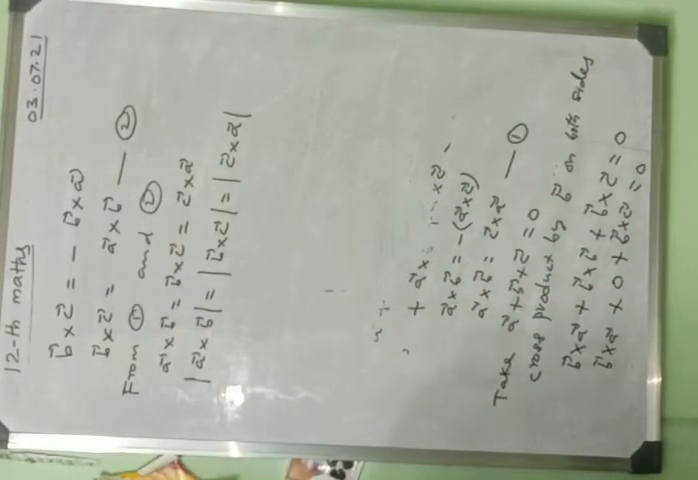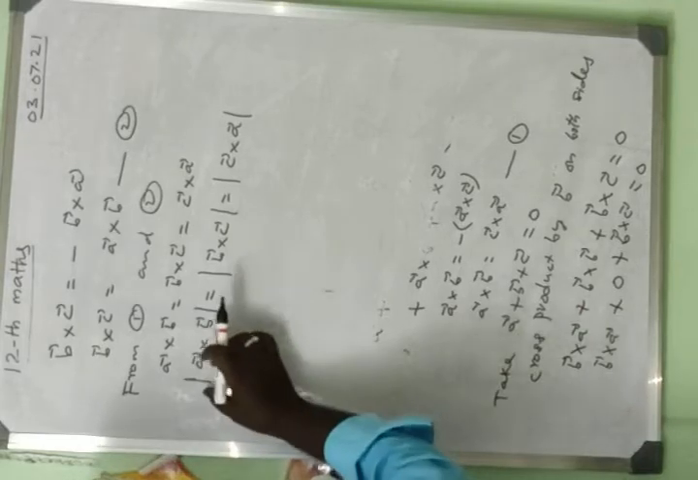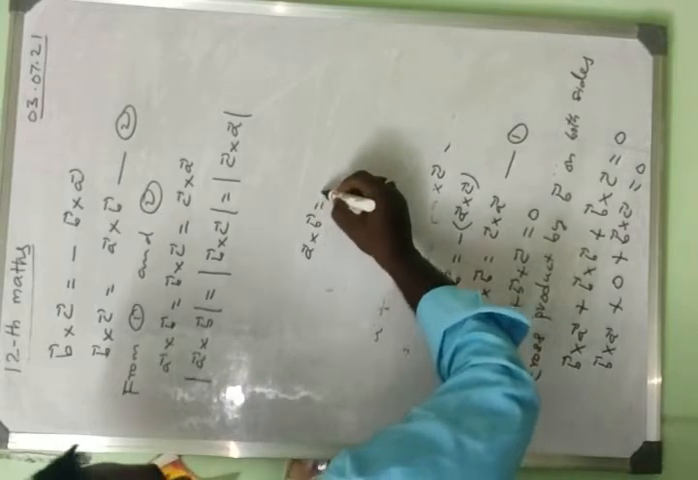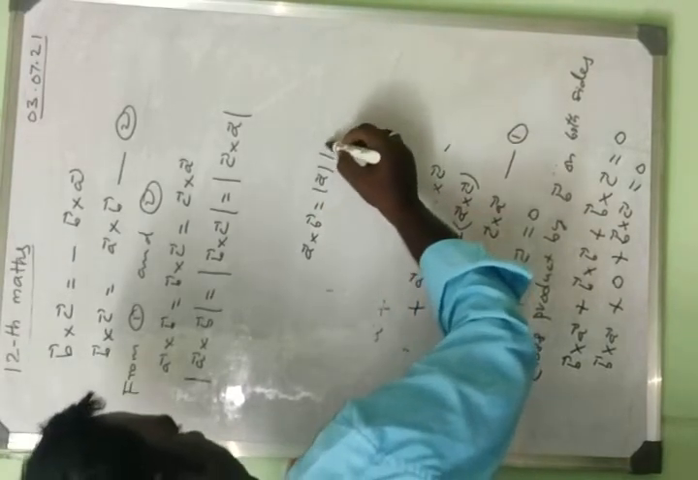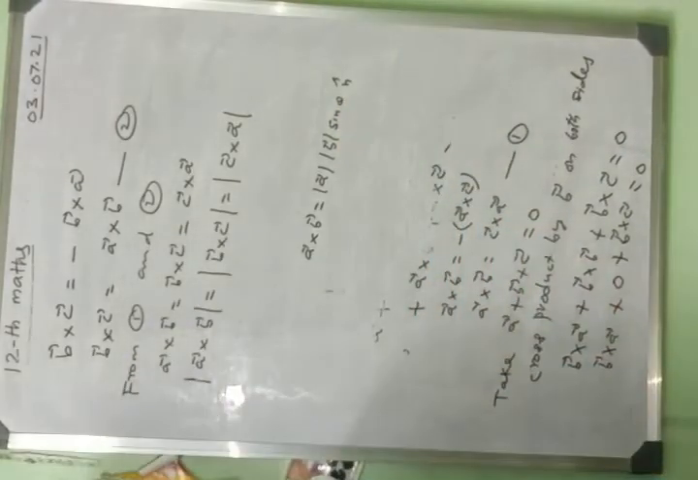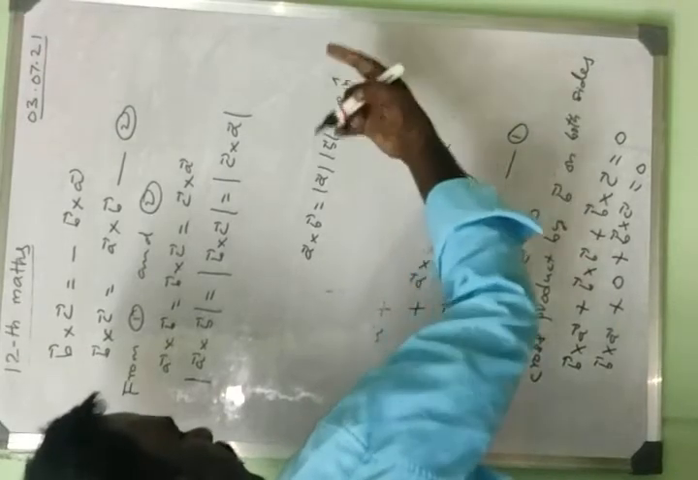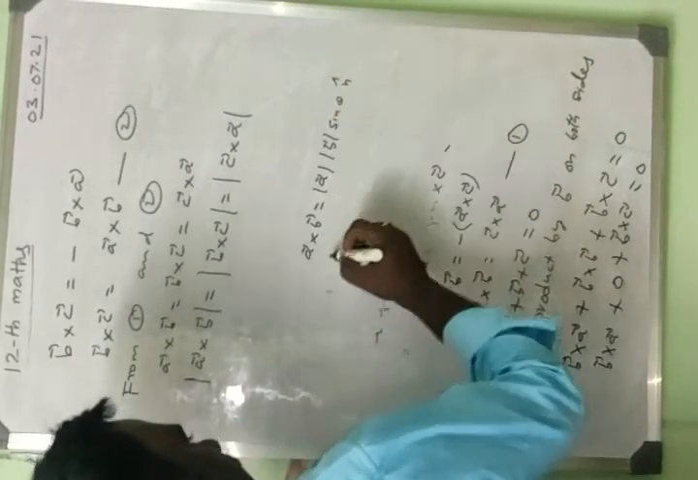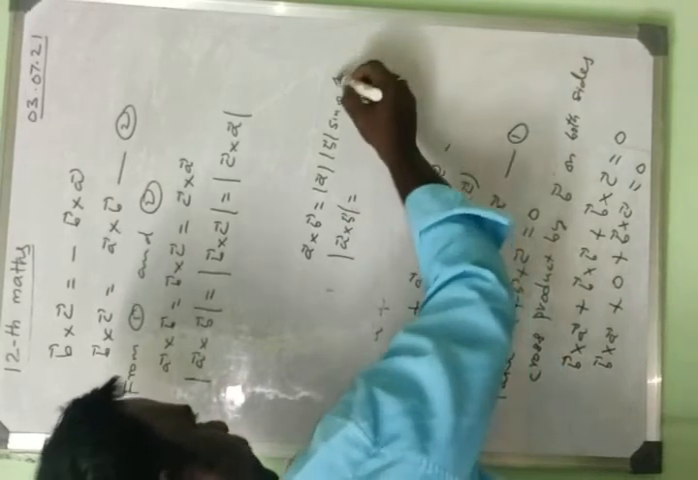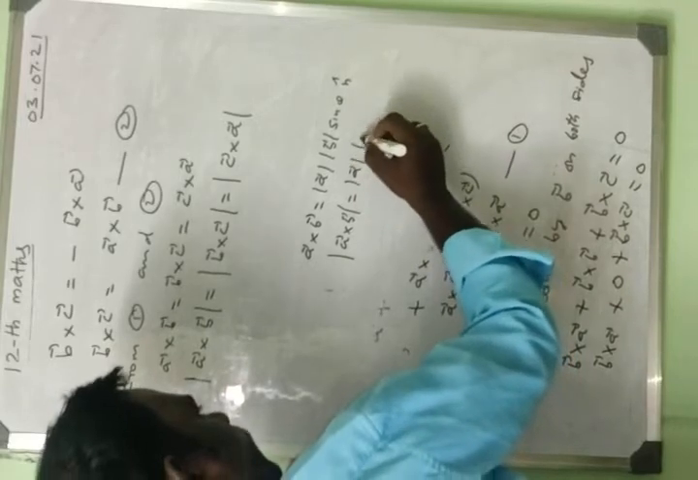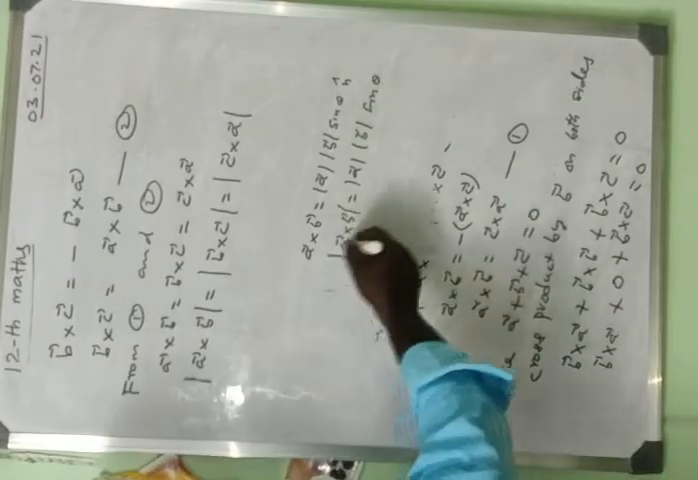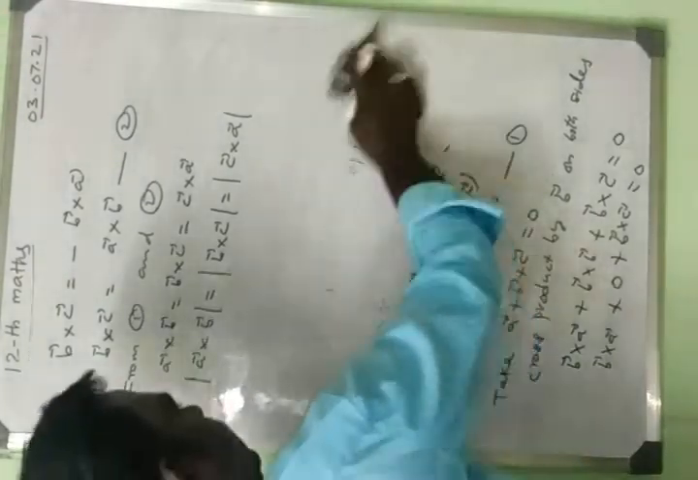We take the mod value. What is the definition of the mod of vector A cross B? Already told: vector A cross B equals mod of vector A, mod of vector B, sin theta, n cap. Cap n means a unit vector. Here cap n is removed when we take the mod of vector A cross B, so the mod of vector A, mod of vector B, sin theta will be coming. This is the definition. So you can write here.